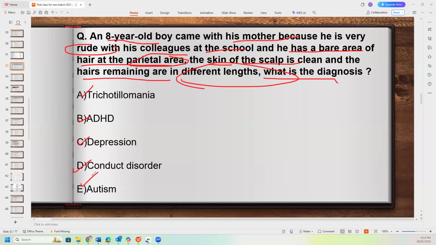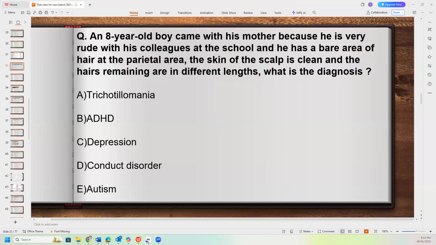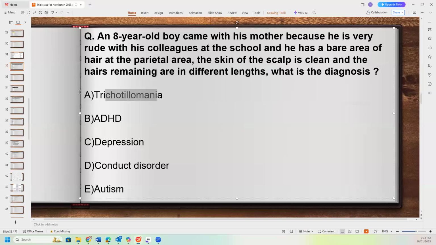So this 8-year-old boy is coming because he has some behavioral issues, and because of that, there is some hair missing from the scalp. What can it be? Very good. It's a very easy question, to be very honest. This condition is called trichotillomania. Now, there are different terms used here. Let me give you just brief information about the different terms used here.